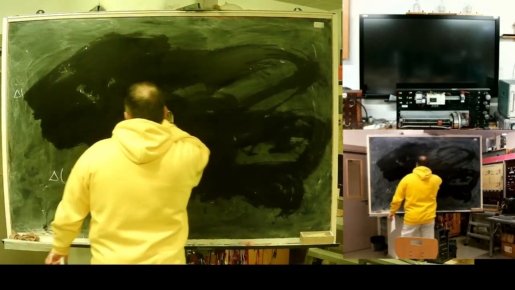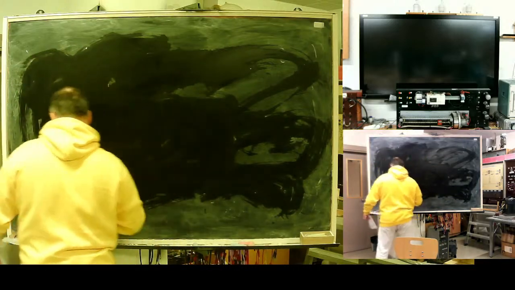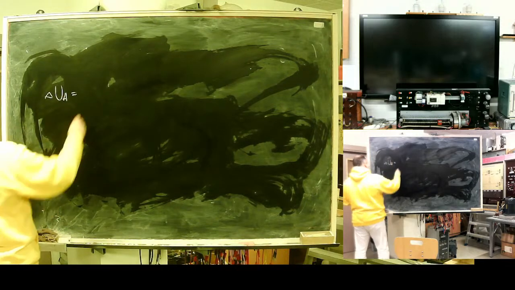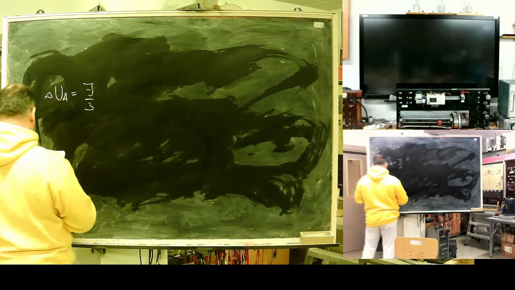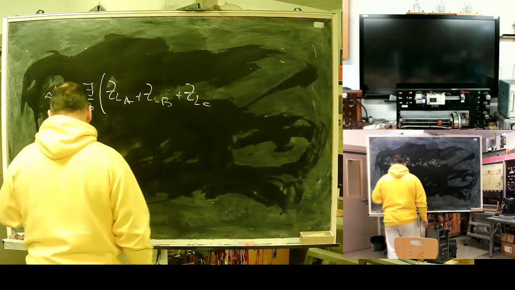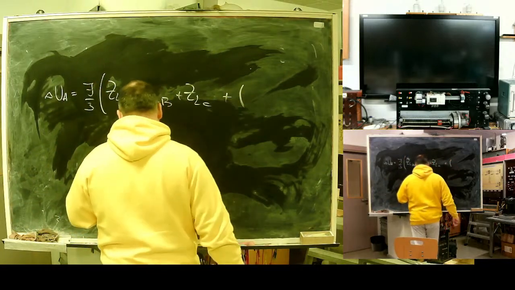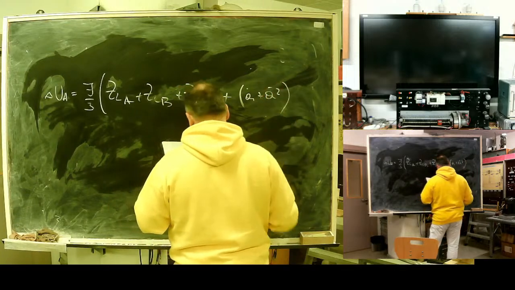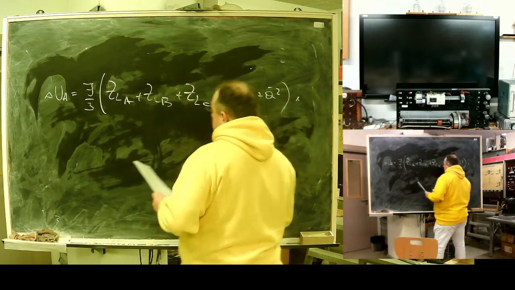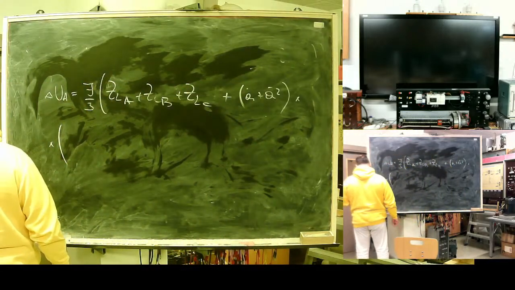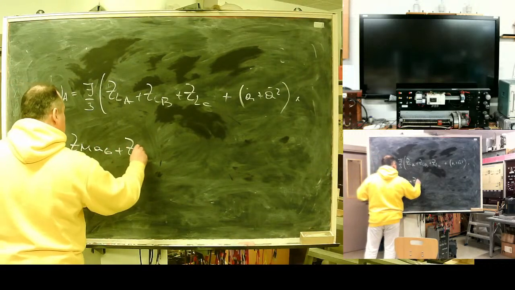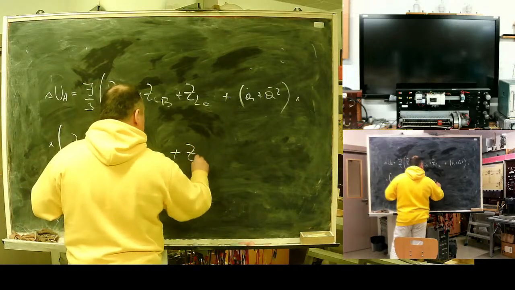What will I get? It will be 1/3 of ZLA plus ZLB plus ZLC, plus here should be A plus A squared, multiplied by Z mutual AB plus Z mutual BC plus Z mutual CA.